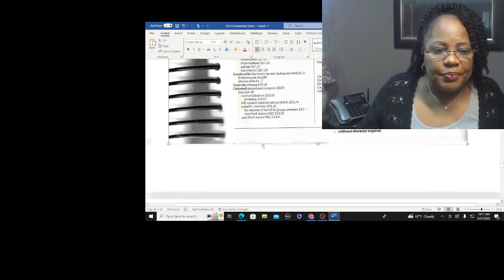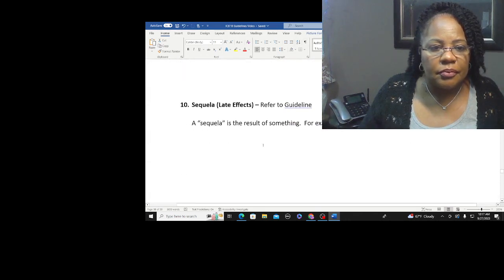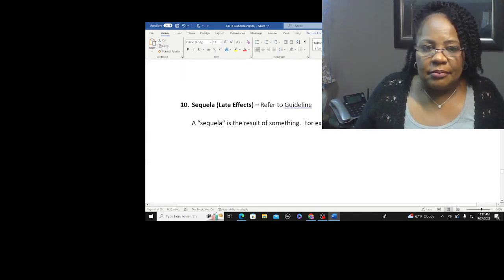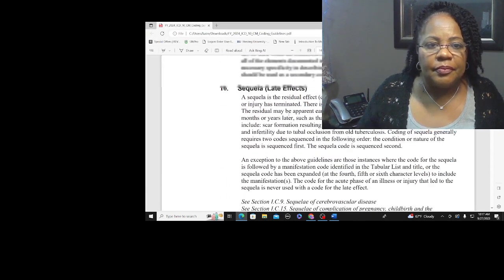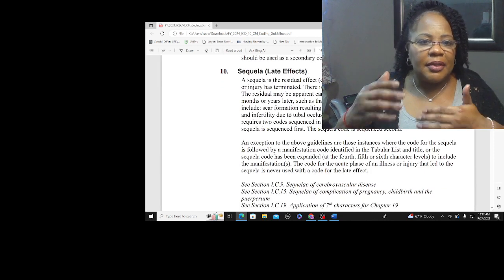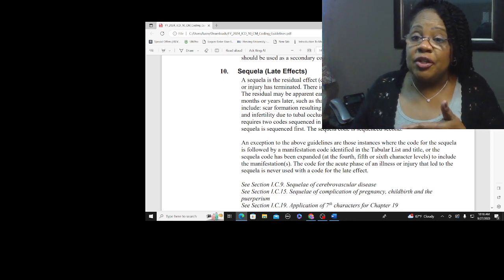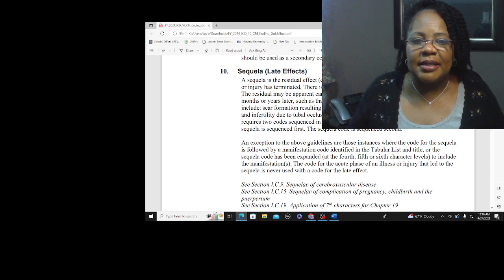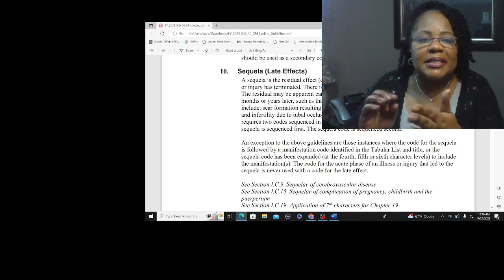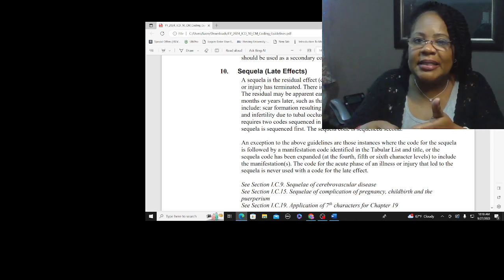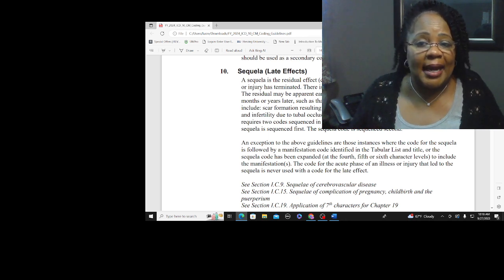All right, let's keep going. Sequela. Sequela is under 10. A sequela is usually, it says here, the residual effect. It's a condition produced after the acute phase of an illness or injury has terminated. There is no time limit. I can't say after 6 months. No, it could happen immediately. It could be years later, but there is no time limit on when a sequela code can be used.